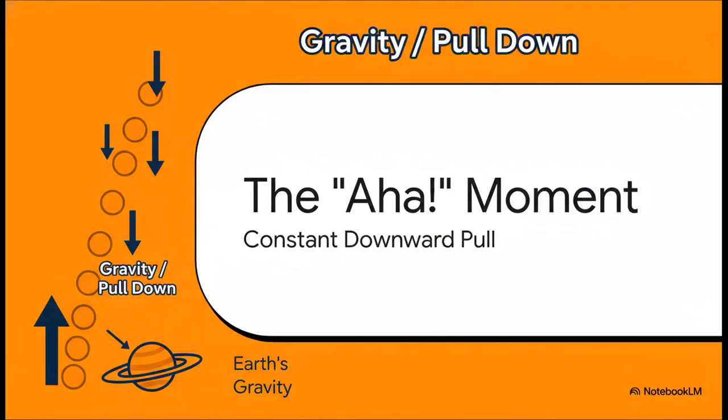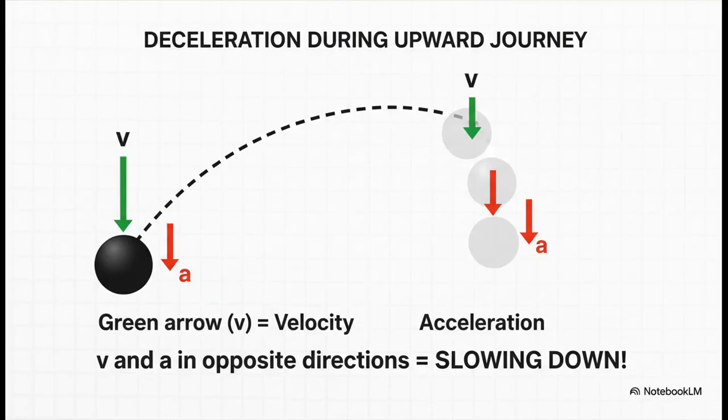Okay, this is where it all clicks into place. If the only force is gravity, and gravity is always pulling down, what does that tell us about the acceleration? Let's follow the ball on its complete trip. On the way up, the ball's velocity is obviously pointing up, but the net force, gravity, is pulling down. And since force and acceleration are locked together, that means the acceleration is also pointing down. And think about it. What happens when you have an upward velocity and a downward acceleration? You slow down, which is exactly what the ball does.